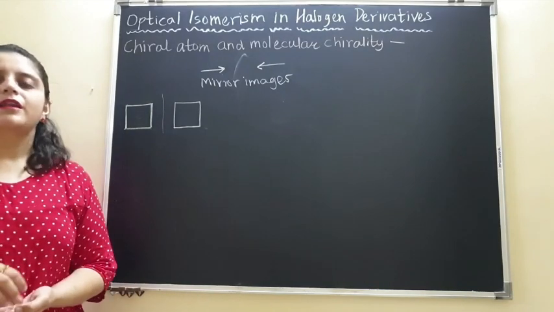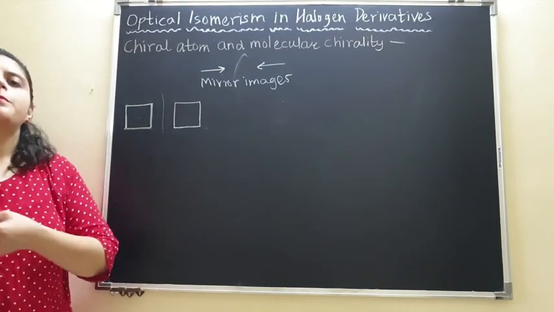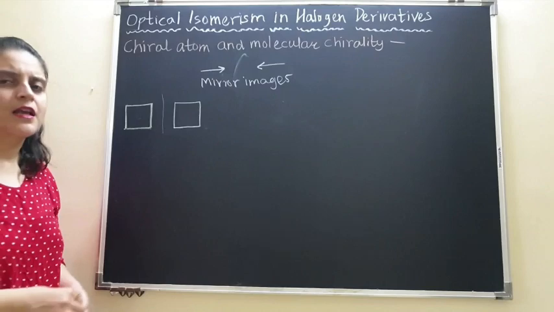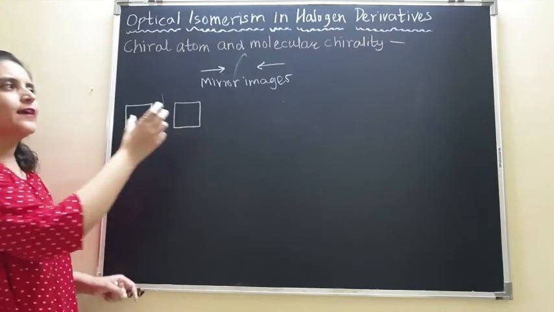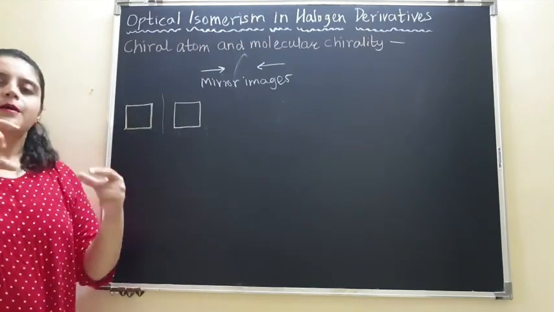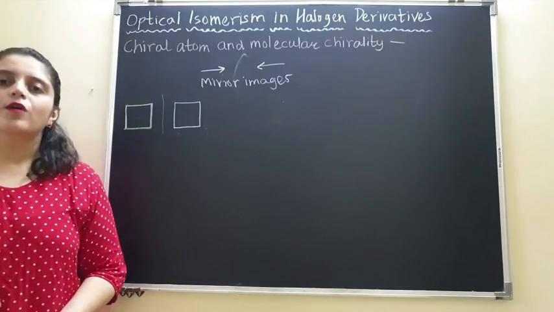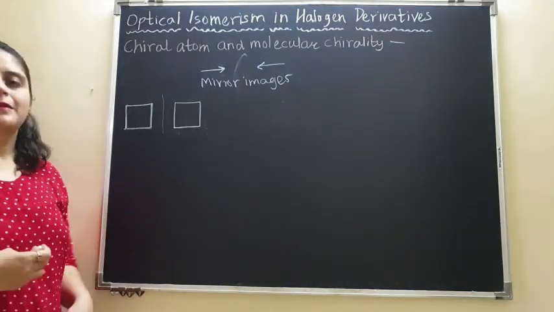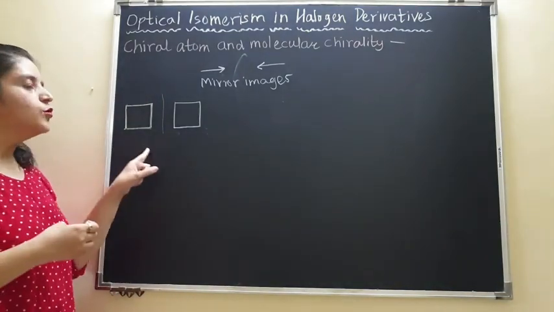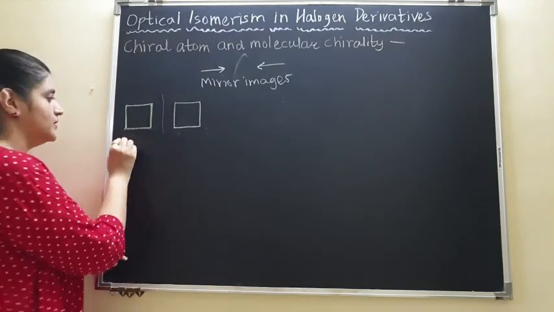So such kind of mirror images are called superimposable mirror images, because if you take one and try to keep it on top of the other, both of them will exactly coincide with each other. So such images will be called superimposable mirror images.